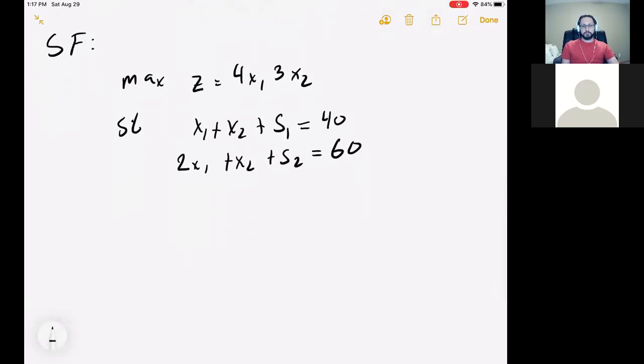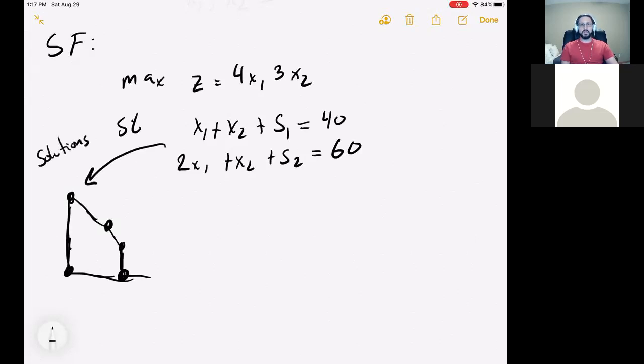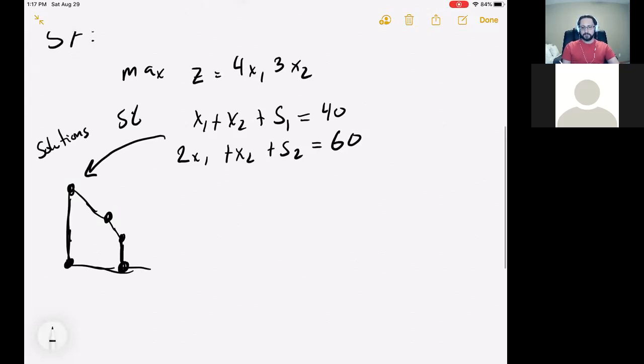Now, if we think back to Chapter 3 material, we learned that the solution to an LP has to happen at one of these corner points. These corner points are solutions to the system of constraint equations. So we need to try to find some way to find a solution to this system. There's a problem though.